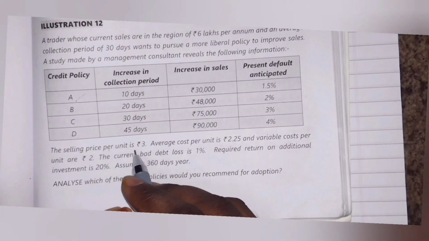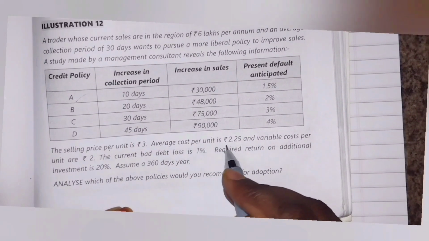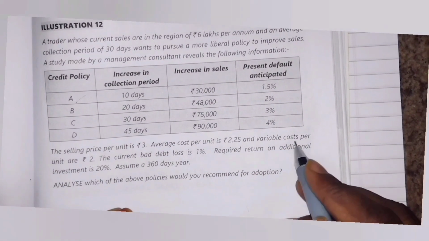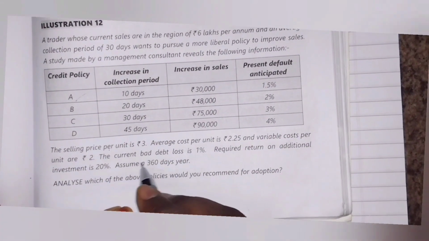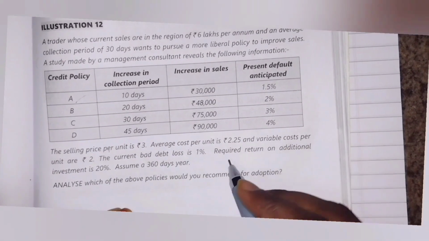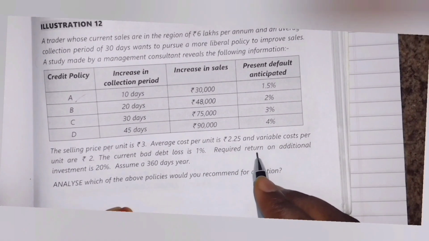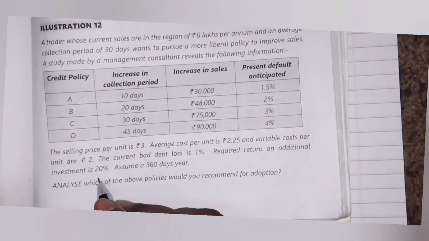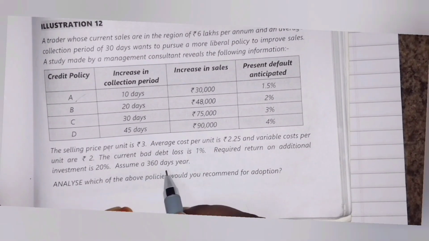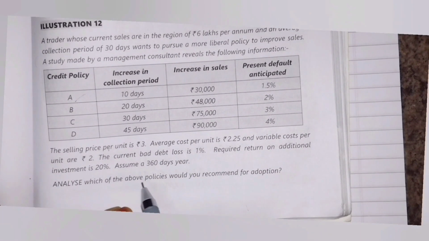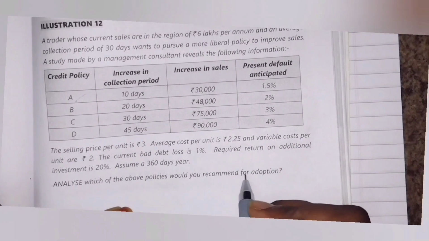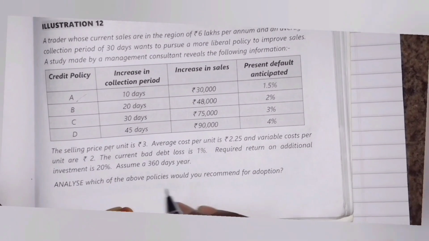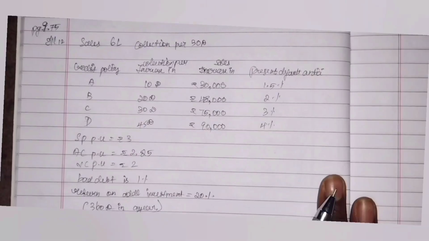The selling price per unit is 3. Average cost per unit is 2.25. Variable cost per unit is 2. And current bad debt loss is 1%. And required return on additional investment is 20%. Assume 360 days in a year. Analyze which of the above would you recommend for adoption? Let's get started with the answer.